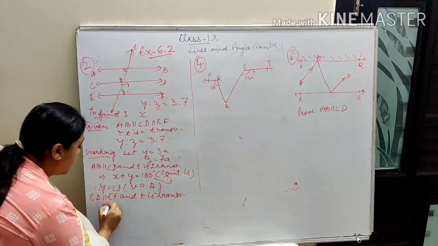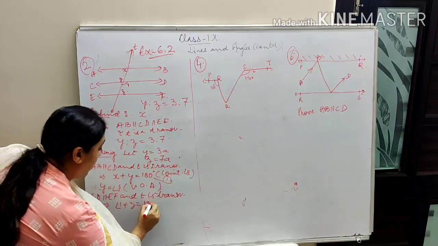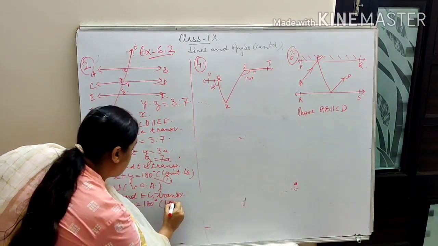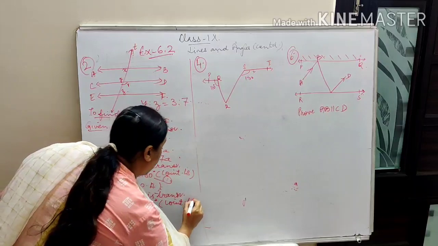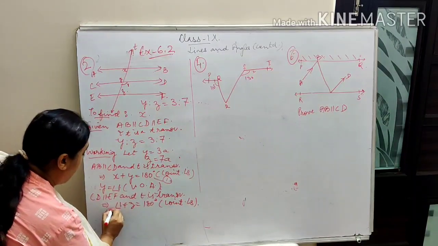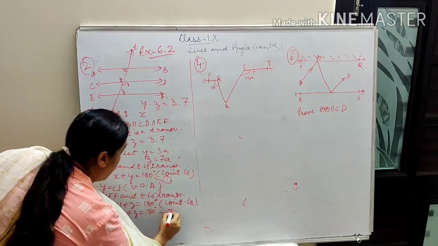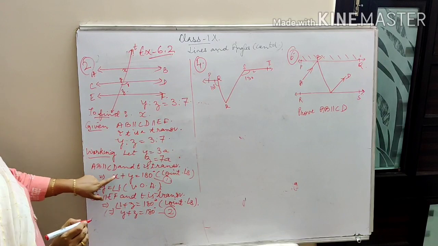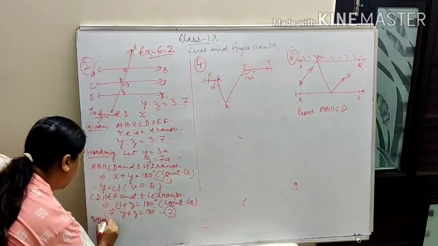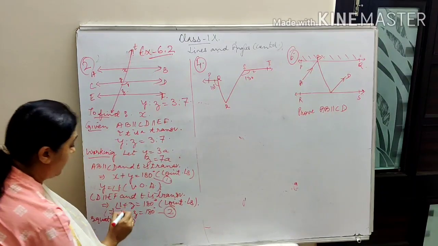This implies 1 plus Z is equal to 180 degrees. Why? Because these are also co-interior angles. Now 1 you have already taken as Y, so this implies Y plus Z is equal to 180 degrees. Mark it 2. Now you can equate 1 and 2. Why can we equate? Because both right hand sides of 1 and 2 are equal.